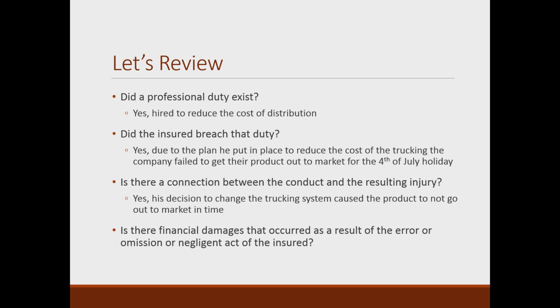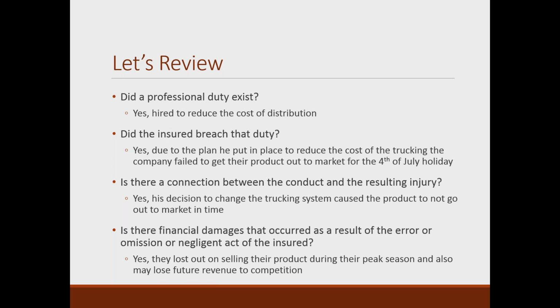The decision to change the trucking system caused the product not to go out to the market on time. And here's the key, as I said, financial damage. There was financial damage. They lost out on selling product and also may lose future revenue, and that's where that $250,000 suit came from. So you see all 4 elements of the claim are involved there, and that's just a typical claim scenario you'll see within professional liability.